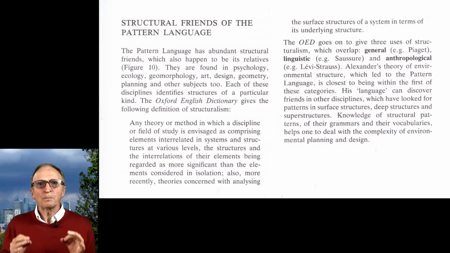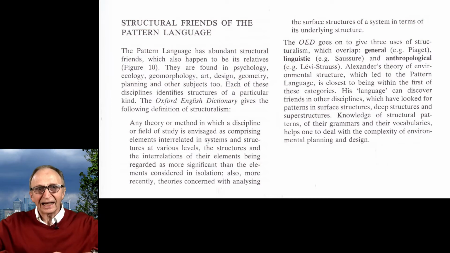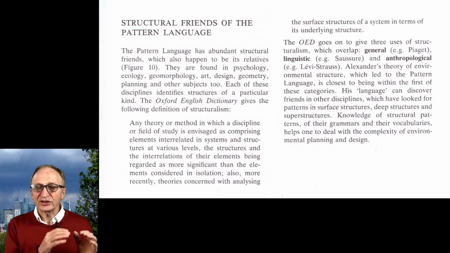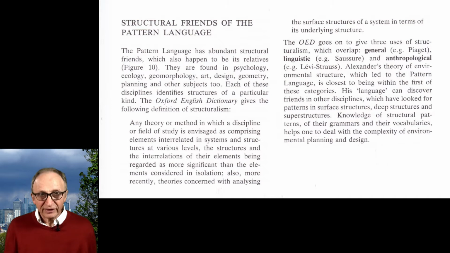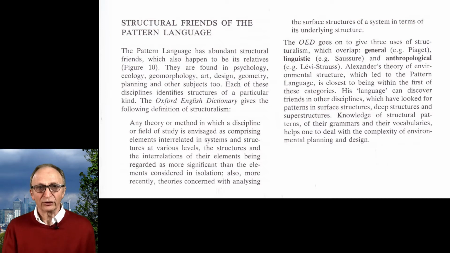Also, more recently, theories concerned with analysing the surface structures of a system in terms of its underlying structure. The OED goes on to give three uses of structuralism, which overlap. General structuralism, as in Piaget, linguistic structuralism, as in Saussure, and anthropological structuralism, as in Levi-Strauss. Christopher Alexander's theory of environmental structure, which led to his developing the pattern language, is close to being within the category of general structuralism.